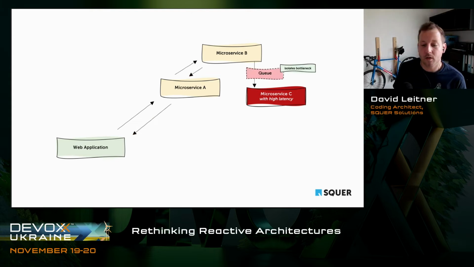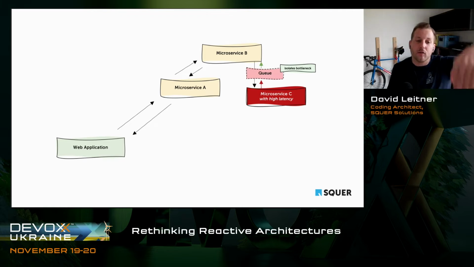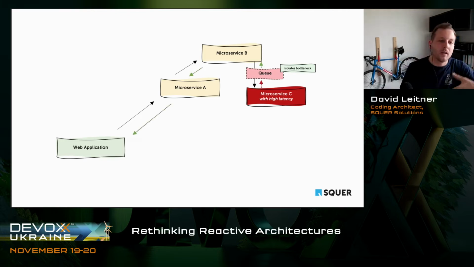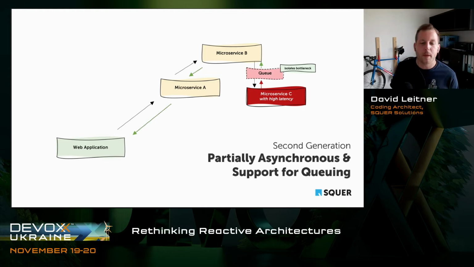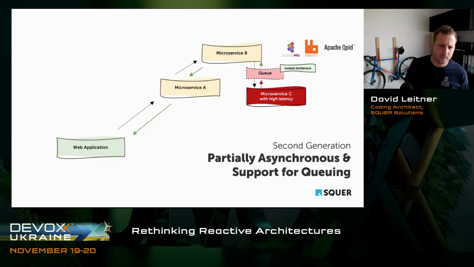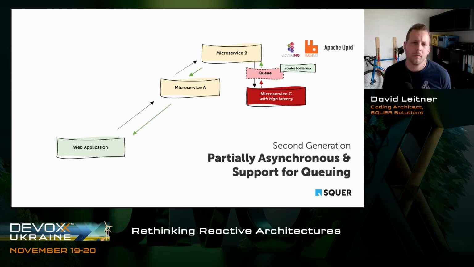And we then tried to isolate those high latency services with queues. These were the big times of technologies like RabbitMQ and ActiveMQ, right? So we moved not directly from microservice B to microservice C, but we isolated it with a queue. And if microservice C was slow, the answer was slow, but it didn't affect our whole system, because we moved into an asynchronous way of integration. This was the second generation, so to say, partially asynchronous with support of queuing and back pressure. This was the time when, as I mentioned before, mainly RabbitMQ, ActiveMQ, all these classical queuing tools were used.